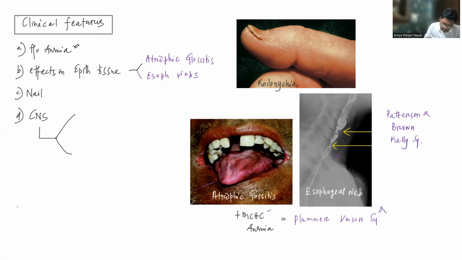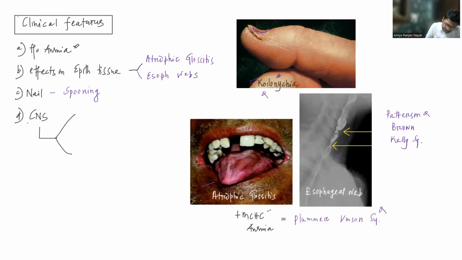Now, what else are they going to have? In the nail, there will be spooning of the nail. That is known as koilonychia. As you can appreciate here, there is spooning of the nail. So we are going to get this Plummer-Vinson syndrome, and this spooning of nail, known as koilonychia.